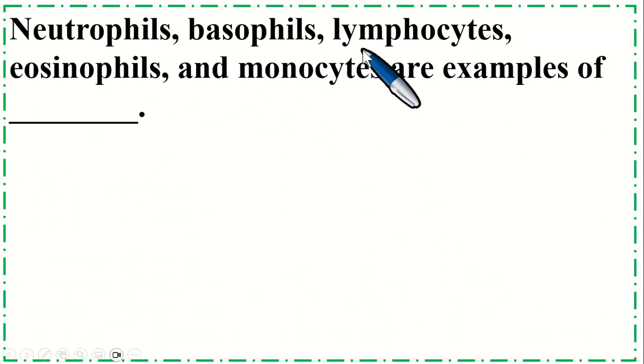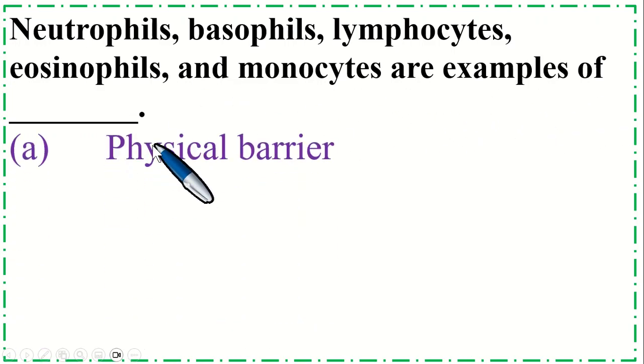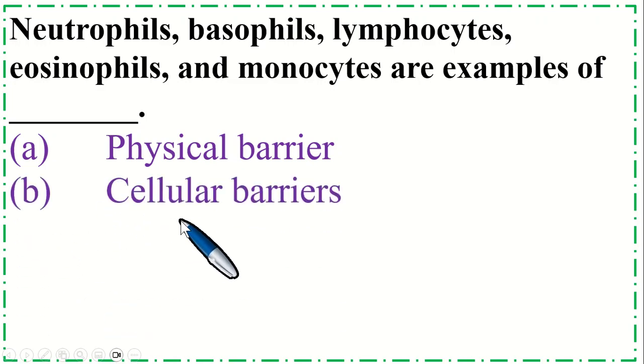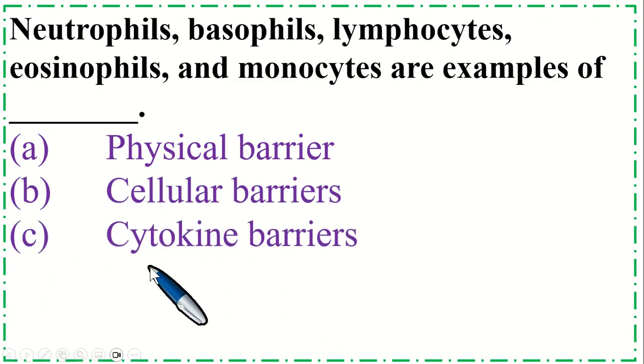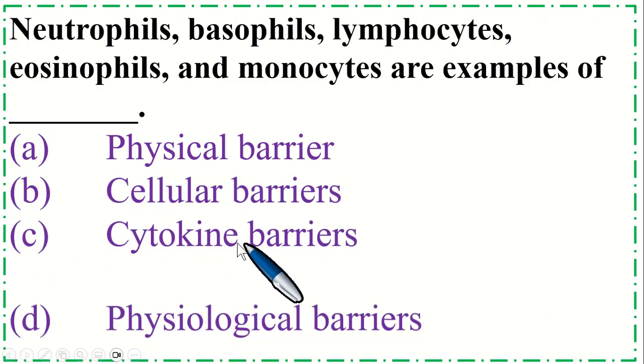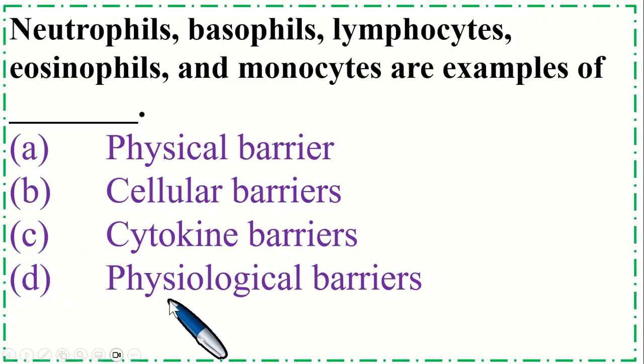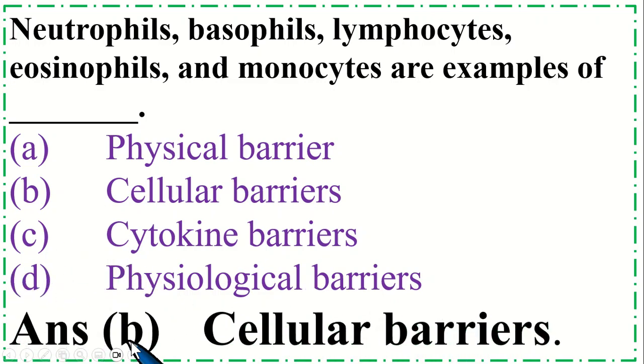Neutrophils, basophils, lymphocytes, eosinophils and monocytes are examples of this. Option A. Physical barrier. B. Cellular barrier. C. Cytokine barrier. And option D. Physiological barriers. So the correct option is B. Cellular barrier.